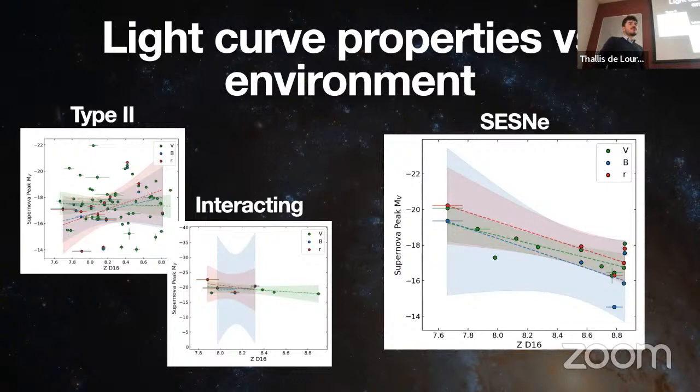Starting in the range of 10 to 11 solar masses, stars can explode due to electron capture because they form an oxygen-magnesium core. Do you expect any correlation with the environment in this case? Correlation with the environment? No, I'm not sure. I don't know.